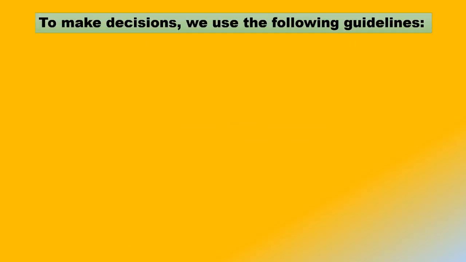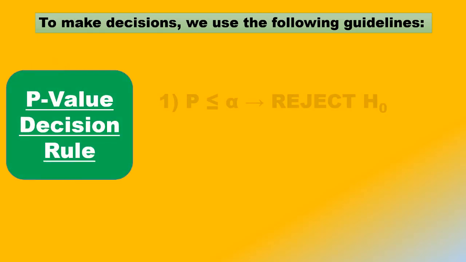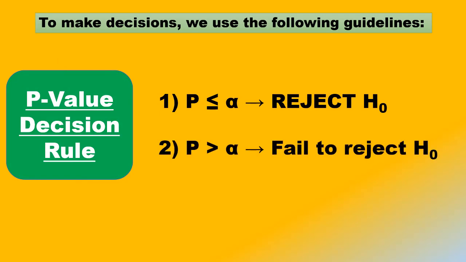One more little thing here. We use the p-value decision rule to make our decisions. And how does that work? Well, if p is less than or equal to alpha, we're going to reject h0. And if p is greater than alpha, we fail to reject h0. So those are the things that we need to recall from section 7.1.